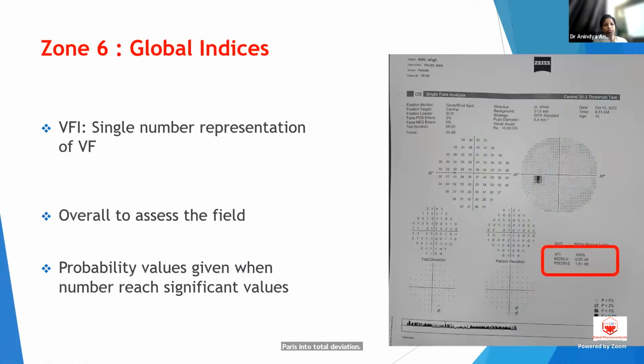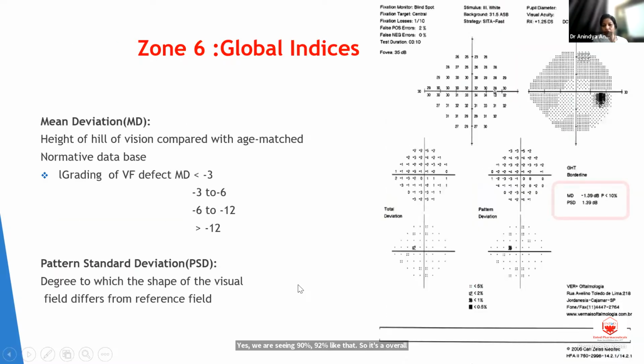Okay, so zone 6 is the global indices, and the VFI is actually the representative of a single number of the visual field. So suppose here it is mentioned 100% VFI. That means the patient is able to see 100%. It's a very good tool to show to the patient, yes, you are seeing 90%, 92%, like that. So it's an overall assessment of the visual field.